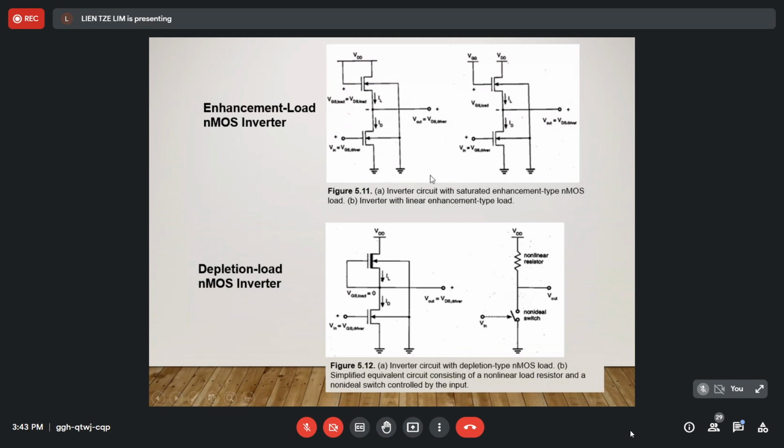Okay, so these are two figures. We call them the enhancement load NMOS inverter and the depletion load NMOS inverter. This is another type of NMOS inverter, other than the resistive load inverter. For the enhancement load NMOS inverter, there are two NMOS transistors.